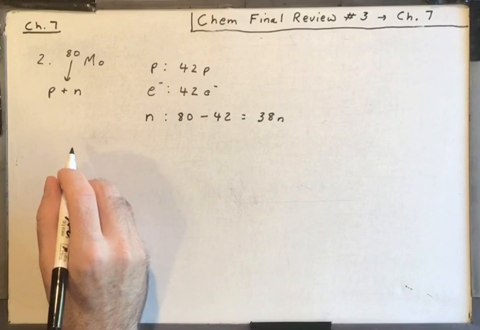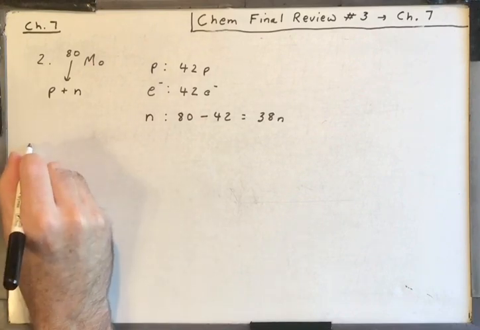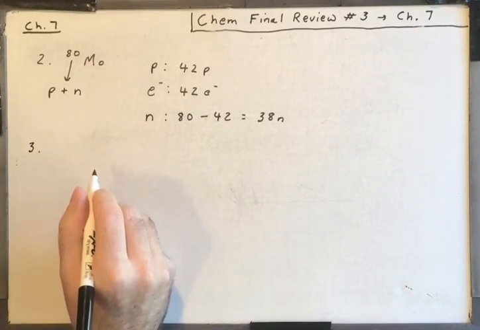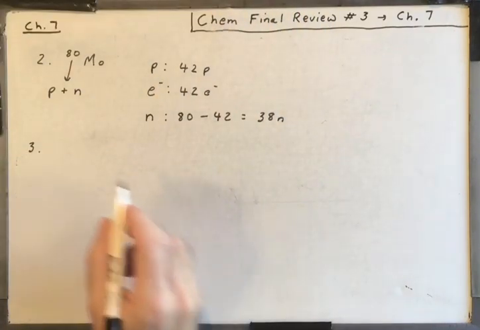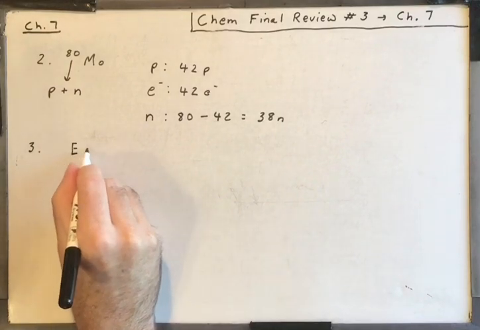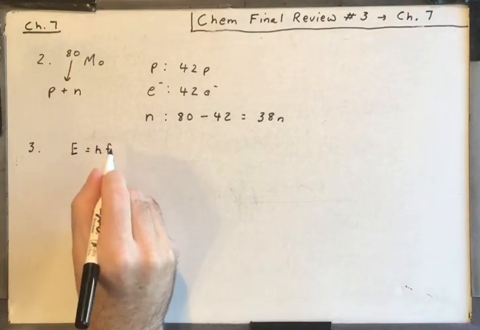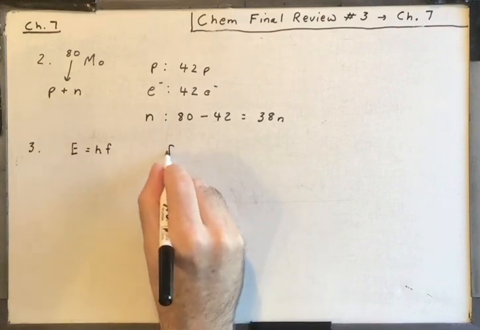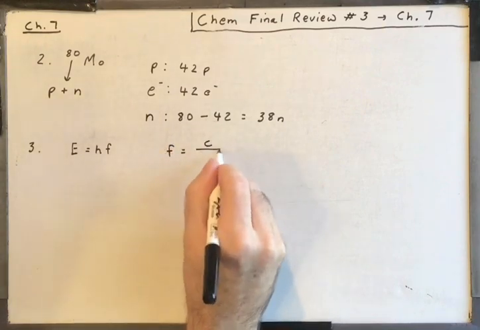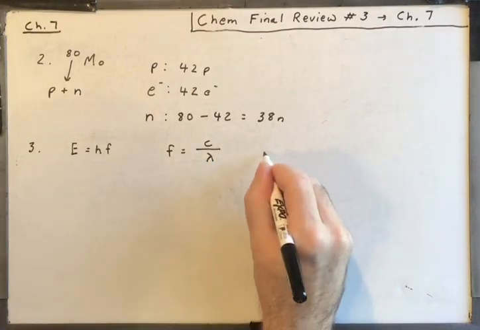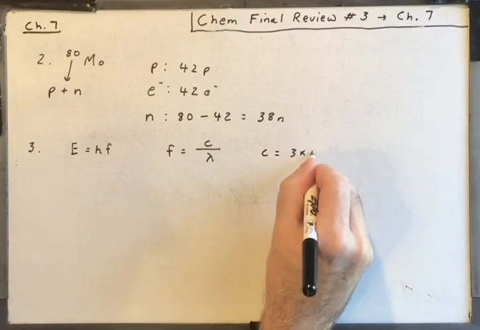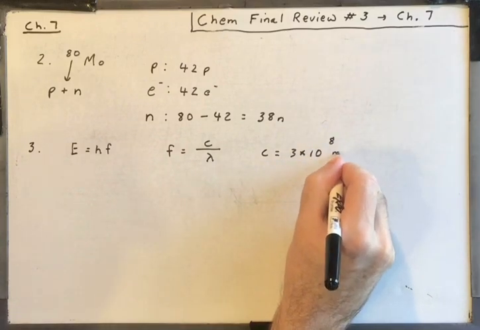Okay, so let's look at number 3. Number 3 says determine the energy of light that has a wavelength of 750 nanometers. Well, we have two equations that we have to remember. The energy equation is E equals hf. And then the frequency equation, f equals the speed of light over the wavelength. Now the speed of light will be given to you. It's 3 times 10 to the 8th meters per second.